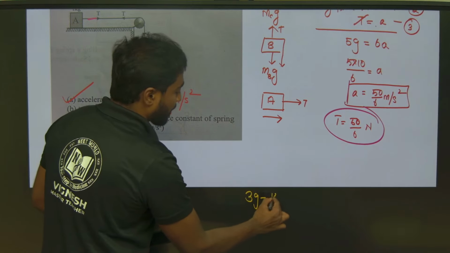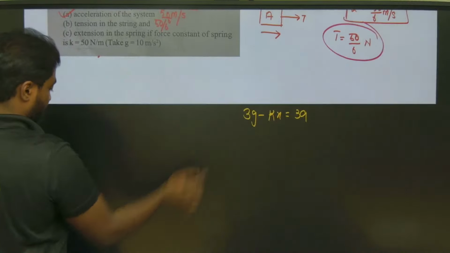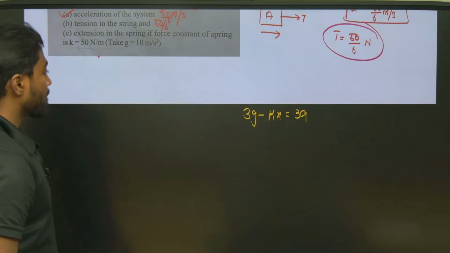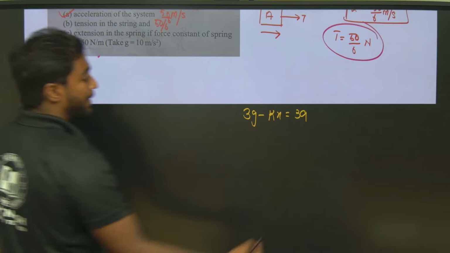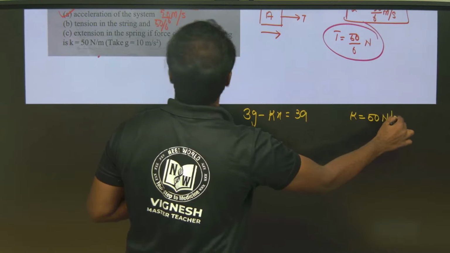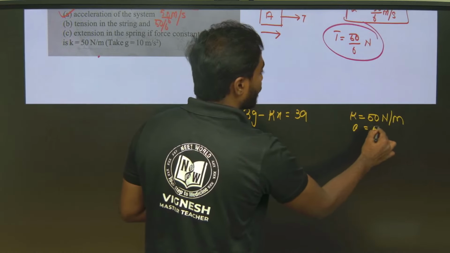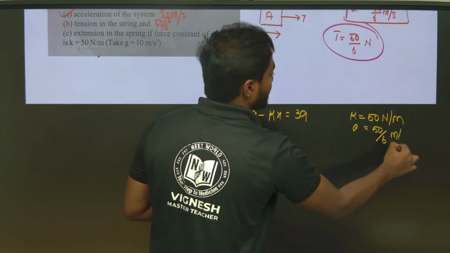3g minus Kx equals 3a, no? Let me take this one. So what is the value of K? K is given as 15 Newton per meter, no? Yes. And what is the value of a? a is equal to 50 by 6 meter per second square, no?